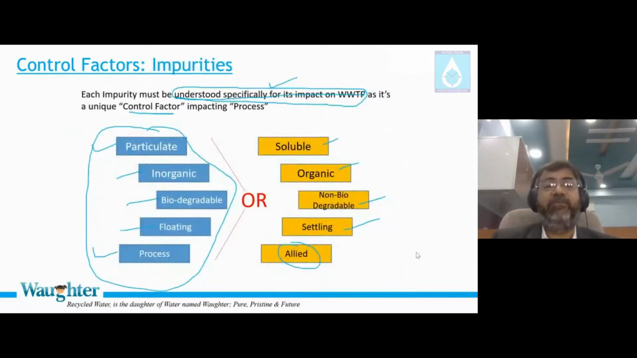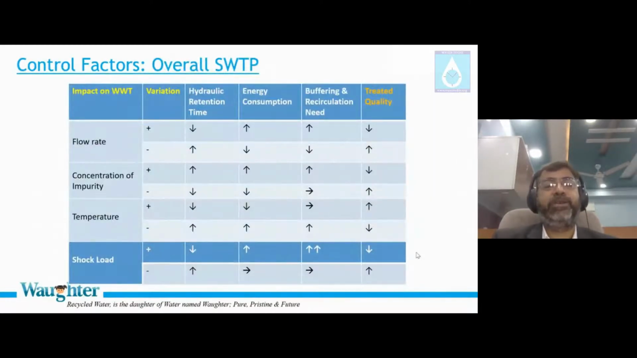The second, within the impurity itself, get into detailing. That is what this slide says. Because if you wanted to understand overall sewage treatment plants, the impact of certain things called flow rate, concentration of impurities, temperature, shock loads, and their variation, either plus or minus. Somebody will say, oh sir, flow has come down, so what is the problem? No, big problem. If the flow has come down, the food has come down. If the food has come down, my bugs are there, they will feel hungry.